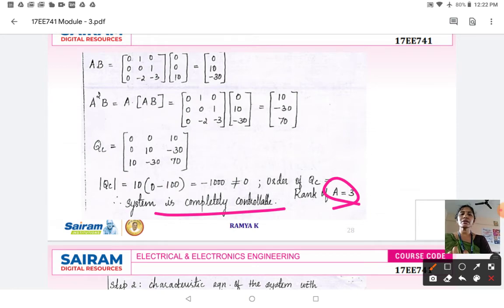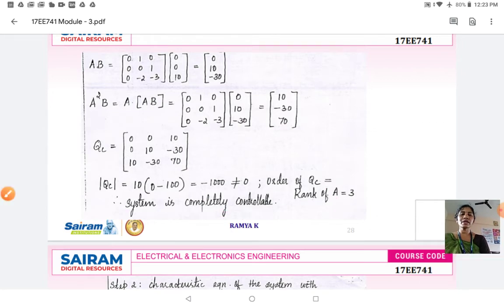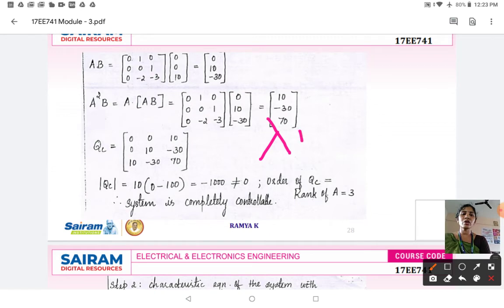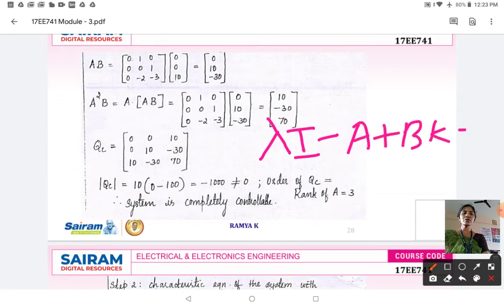Once the system is identified as completely state controllable, the next step is we need to identify the original characteristic polynomial equation with state feedback. Why? Because it is having a control law, u is equal to minus kx. So the characteristic equation with state feedback is determinant of lambda I minus A plus BK is equal to 0.